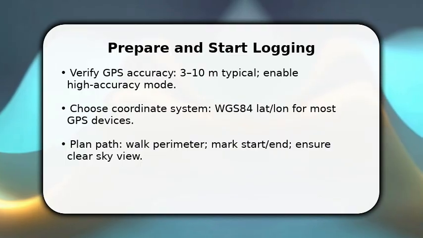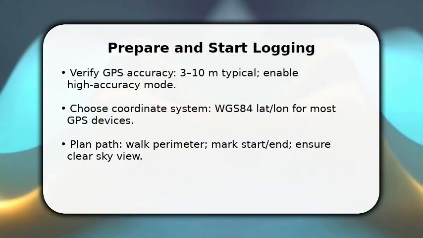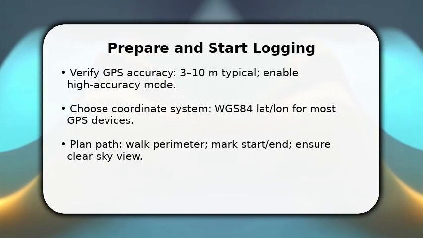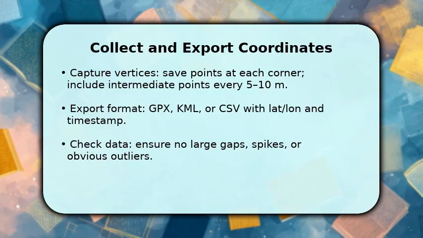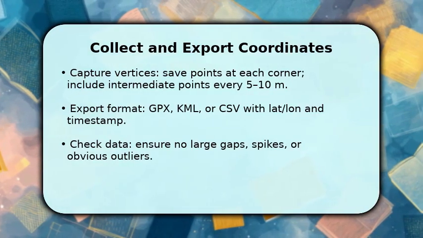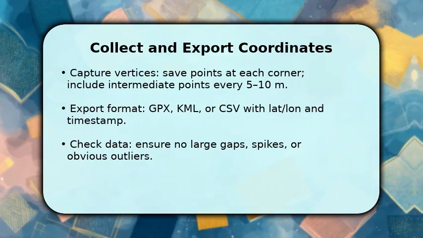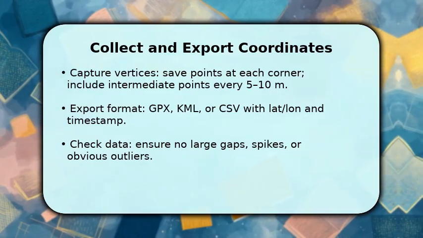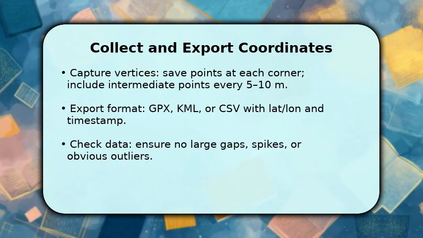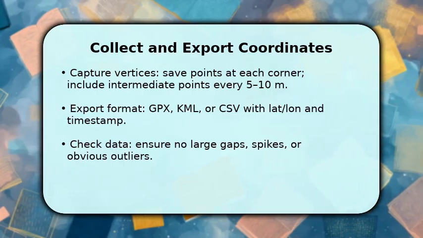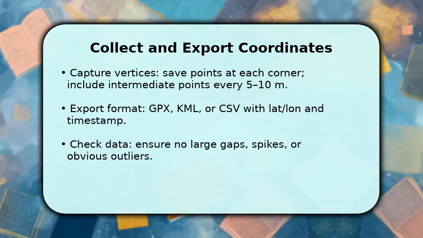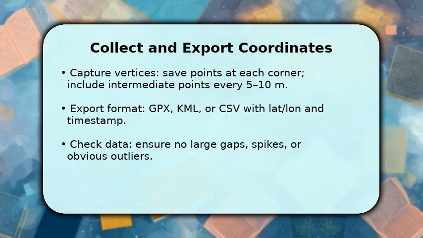You continue by creating a reliable point set for area calculation. Save each vertex and add extra points along curved edges to reduce error. Next, export the recorded track as GPX, KML, or CSV containing lat/lon pairs. Choose the option that preserves precision. Once exported, open the file and scan for spikes, duplicated points, or gaps. If you see jumps, delete or recollect those segments.